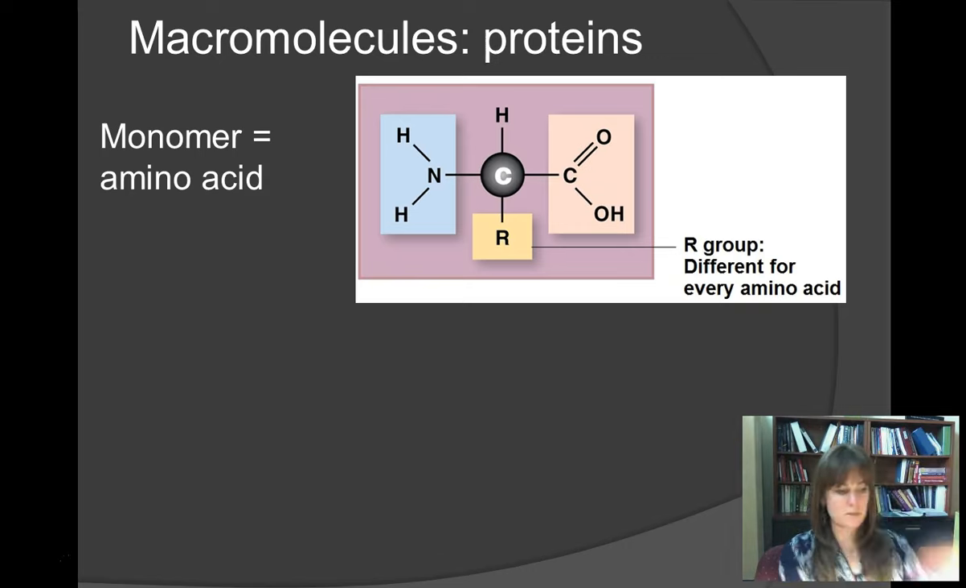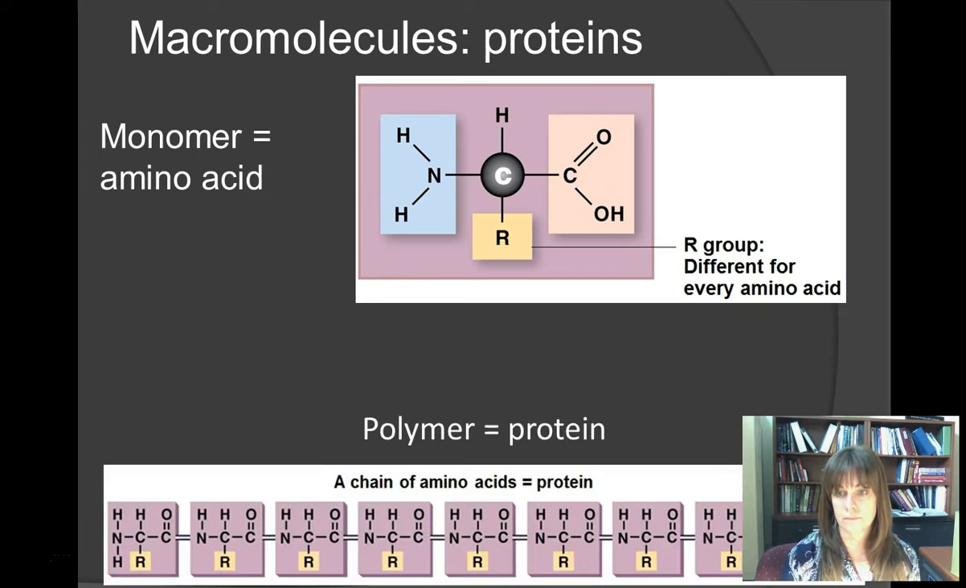Okay, so this might be one amino acid, same central part, but it's going to be a different amino acid. Again, same central part, but here we go, a different amino acid. Okay, and we can keep doing this until we get a range of different amino acids. Now those are our monomers, so 20 different types of subunits. Now we can hook those together with the R groups hanging off. Okay, so here we go.